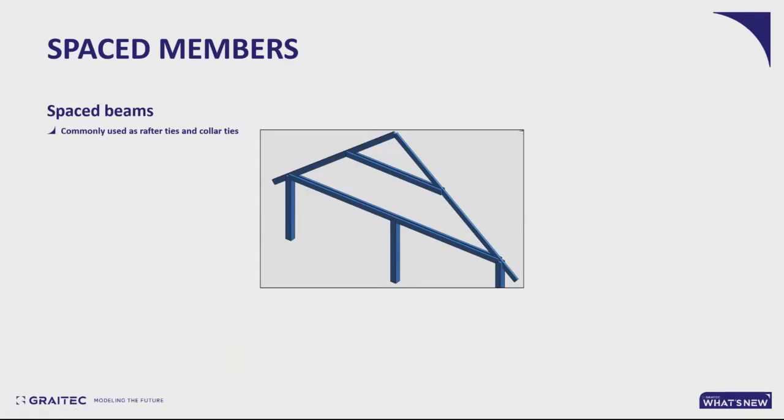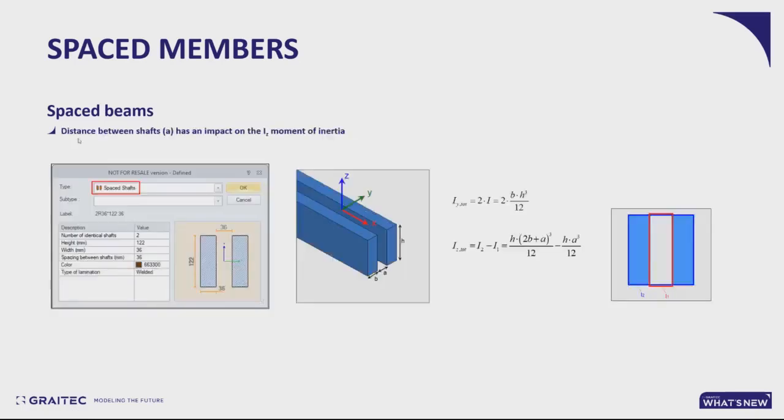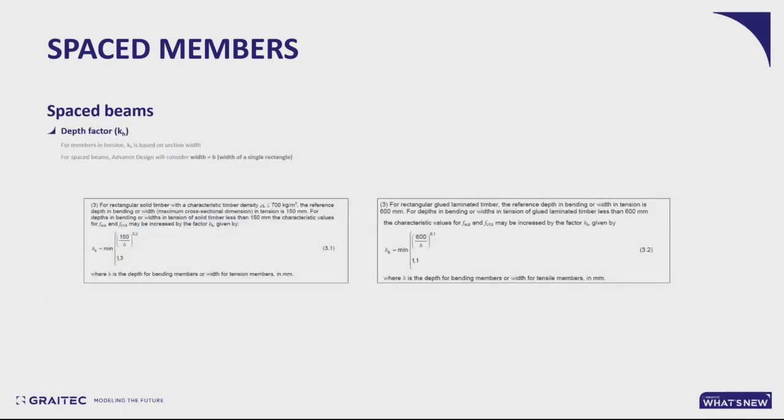When it comes to spaced beams, they are commonly used as rafter ties and collar ties. And for the design, we've made adjustments to the various parameters, starting with the moment of inertia, because as we've seen before, there is one bending plane where the spacing between shafts will have an impact. We've made similar adjustments to the depth factor, KH, especially when used in tension verification, because there H is replaced by B, and in this case we are considering the width of a single rectangle.